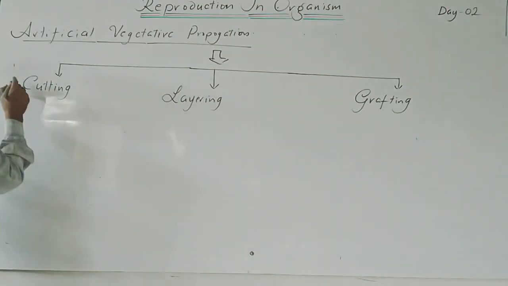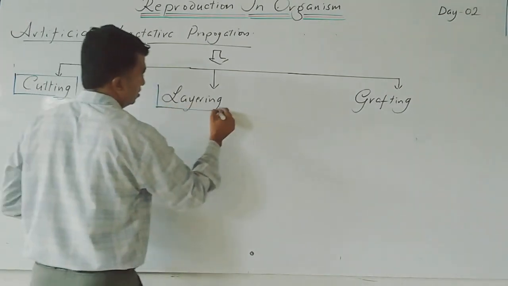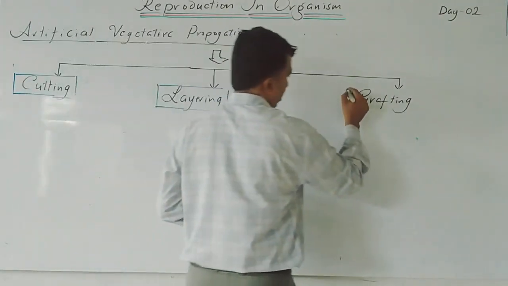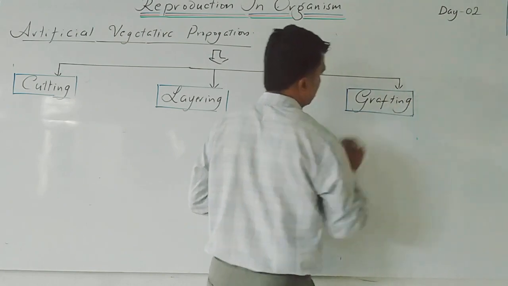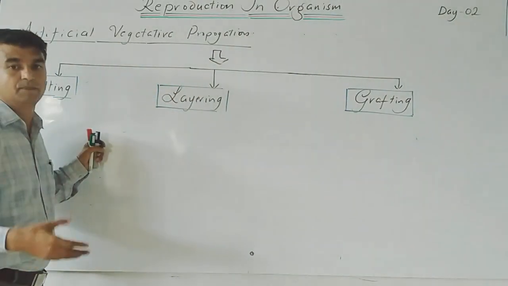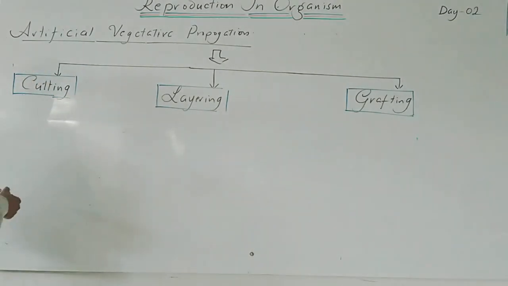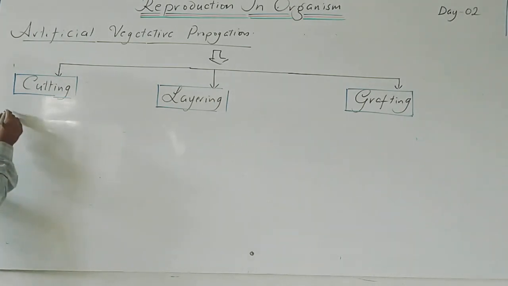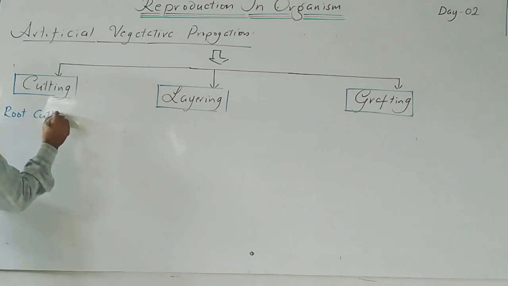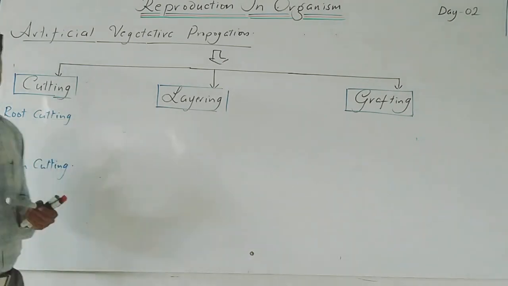So first one is cutting, layering and grafting. In the horticulture department, try to understand what the process is. Here examples are not there. So cutting means either root cutting or stem cuttings are there. Normal plants.